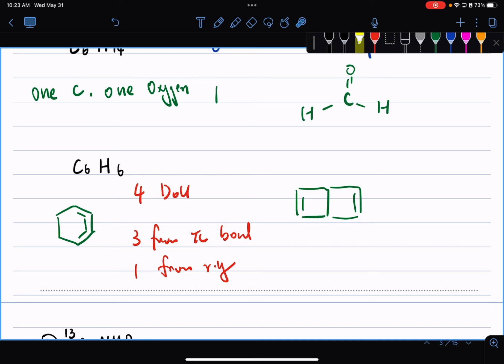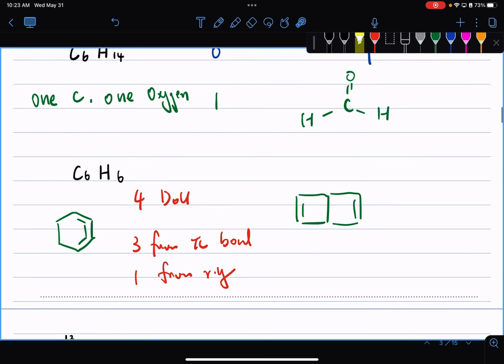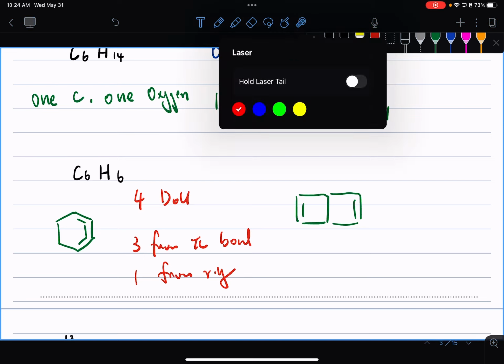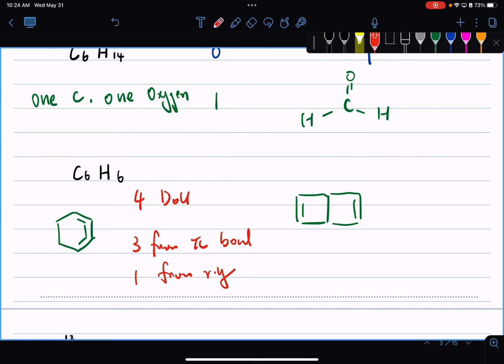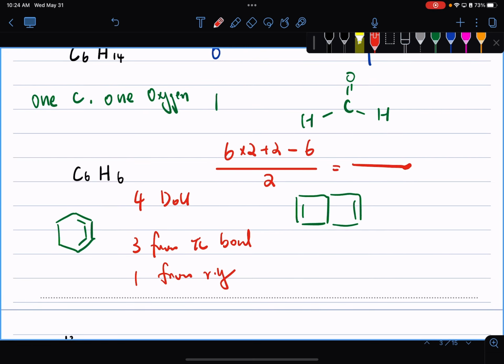Okay, thank you. Can you just go over writing that 4 again? This one? Did you do the math? Well, you can do the math and get the same answer. So we have the 6 number of carbon times 2 plus 2 minus 6, which is hydrogen, and then divided by 2. Now, if you do that calculation on the top, we have 12, 14, 8 divided by 2, that gives you 4.